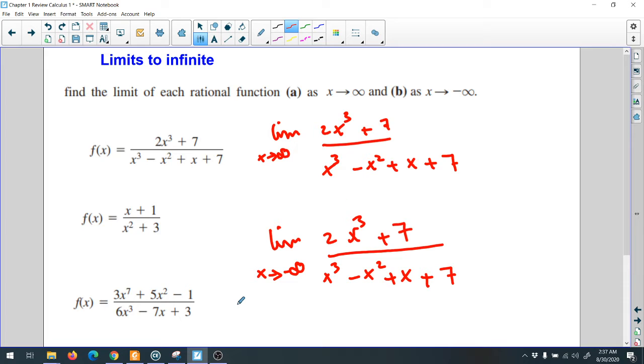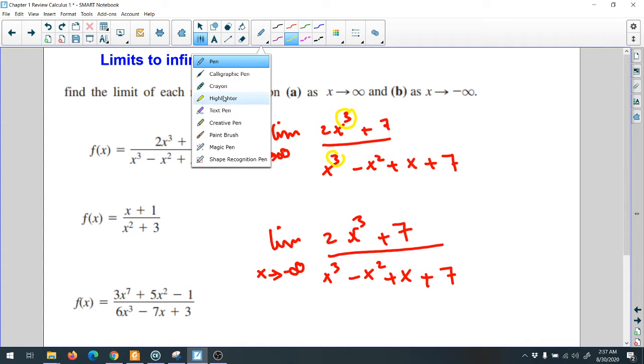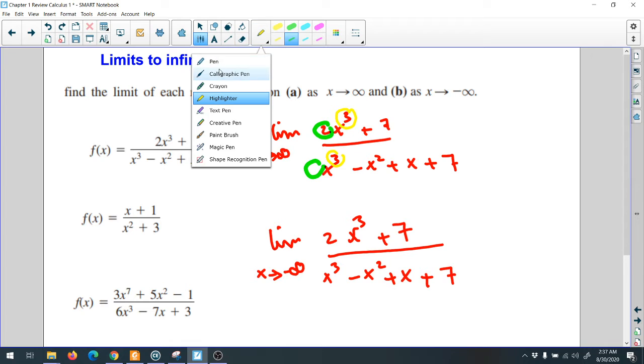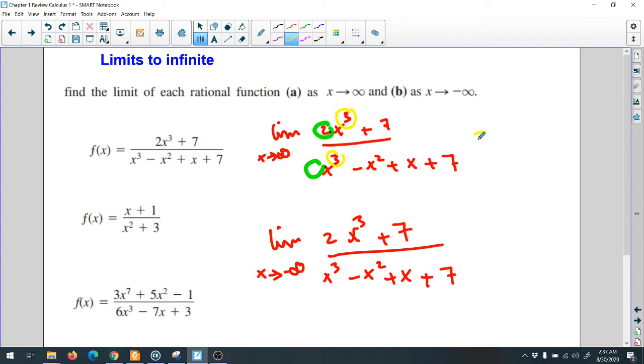So in this case, when you see the maximum exponent at the top the same as the maximum exponent at the bottom, all you have to do is divide the coefficients. The coefficient here is 2 and the coefficient here is 1, which is hidden, so it is 2 over 1. So the answer of that would be 2 over 1, which is 2.